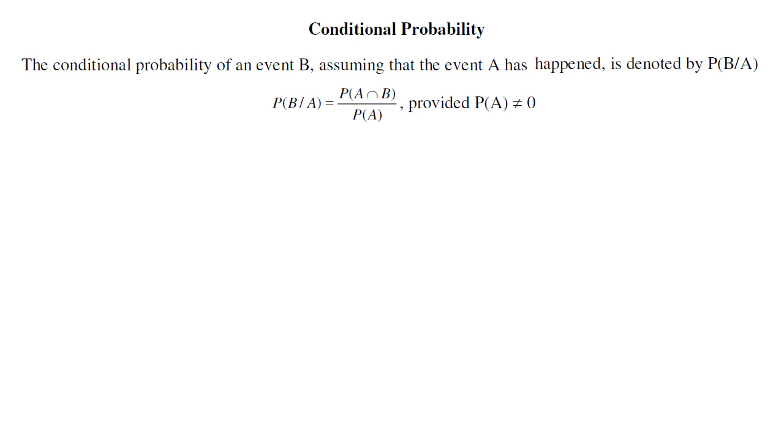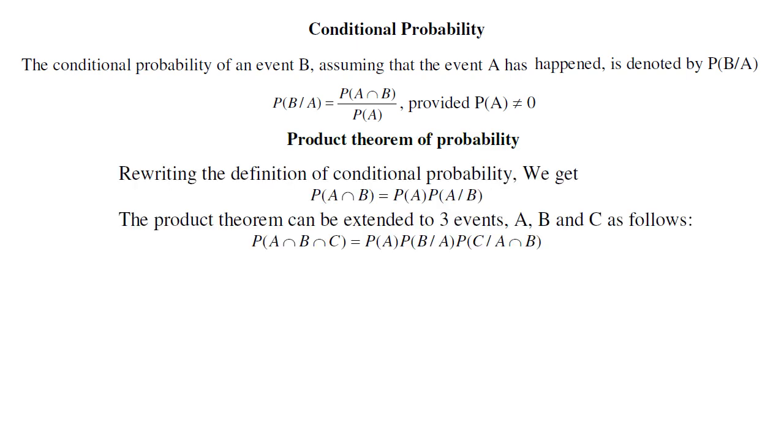Conditional probability. The conditional probability of an event B, assuming that the event A has happened, is denoted by P of B by A. P of B by A is equal to P of A intersection B divided by P of A, provided P of A is non-zero. Product theorem of probability. By rewriting the definition of conditional probability, we get P of A intersection B is equal to P of A into P of B by A. And the product theorem can also be extended to three events A, B and C, such as P of A intersection B intersection C is equal to P of A, P of B by A, P of C by A intersection B.